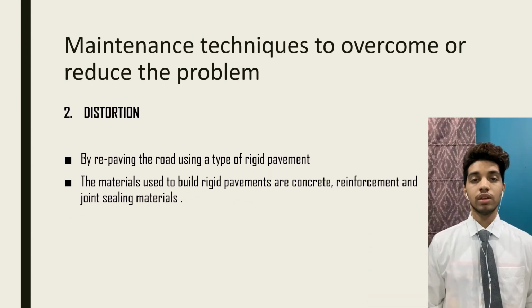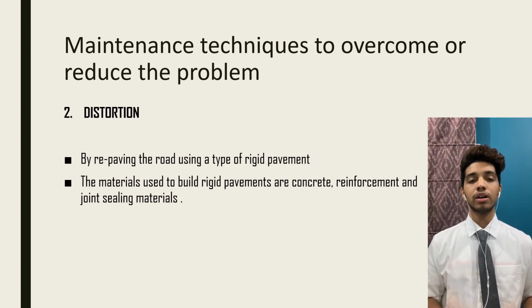Thank you. The maintenance technique to overcome distortion is by repaving the road using a type of rigid pavement. The materials used to build a rigid pavement are concrete, reinforcement, and joint sealing material. Okay, next I will give to the next presenter.